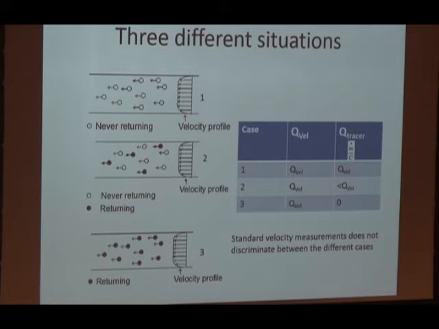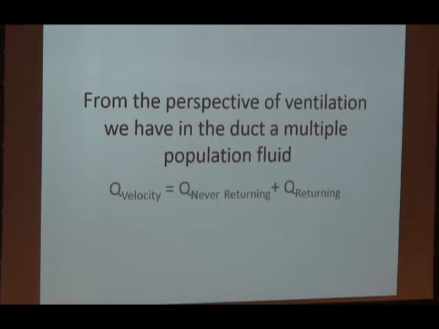That's important information. So this leads us to, from the perspective of ventilation, fluid is a multiple population fluid. You have several populations that you have to keep count of. And that's also why we are using tracer gas methods and not using velocity measurements.